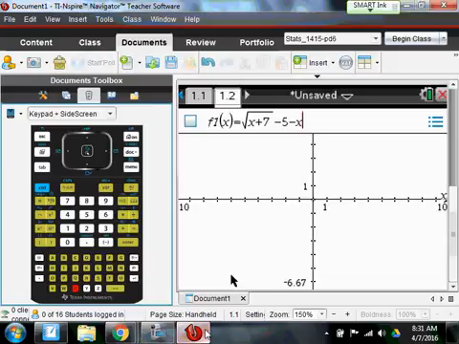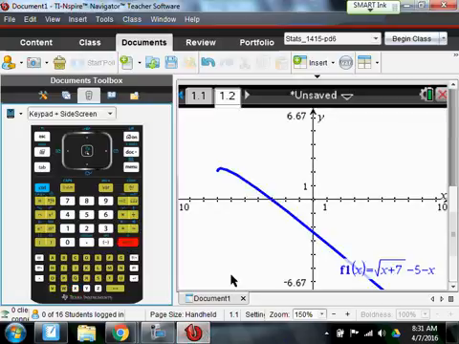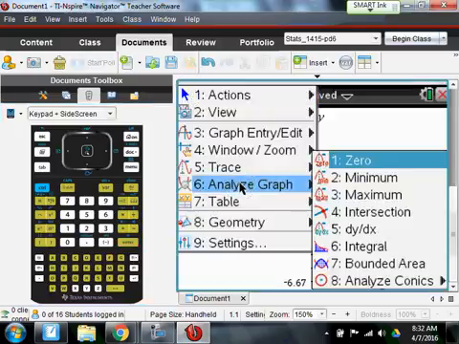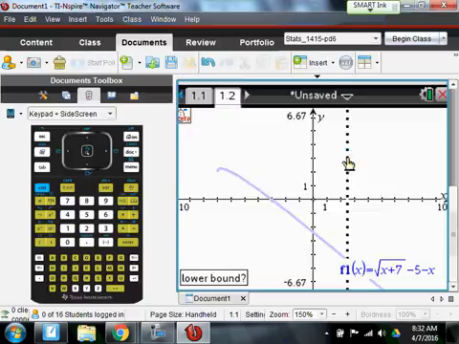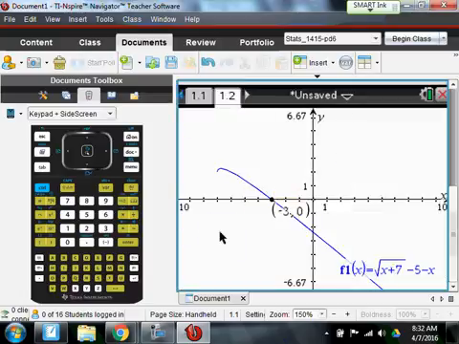What am I looking for if I do this in 1 function? The solution to this is where the graph does what? Intersects the x-axis. If I did 2, it would be where the 2 graphs meet, the x-coordinate, right? So I'm looking for an x-intercept. There's an x-intercept when x equals negative 3, is there one when x equals negative 6? I don't think so. Menu, analyze, zero. Left bound, right bound, there it is. Negative 3 is our only solution.